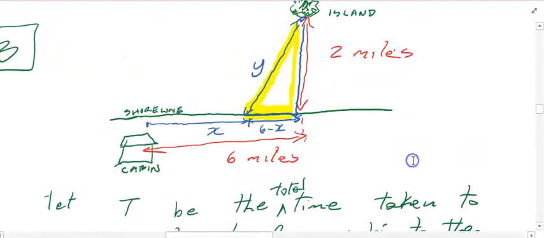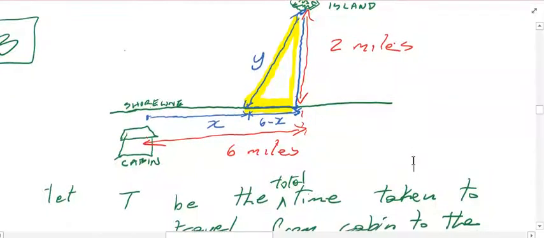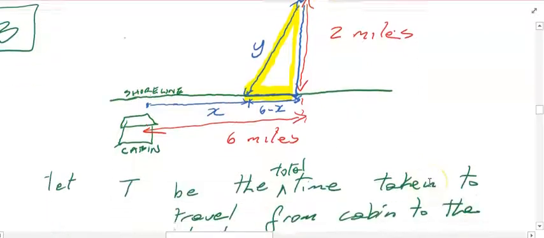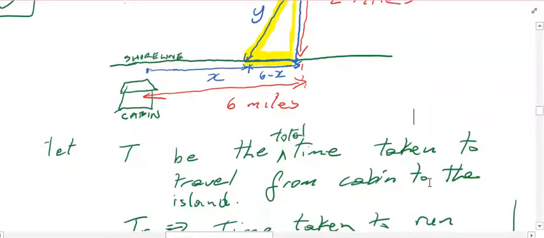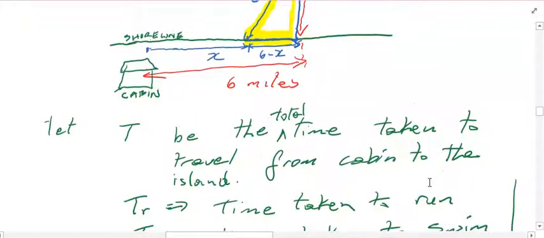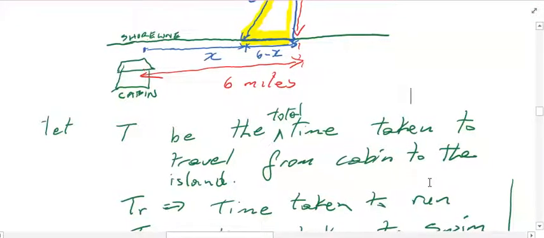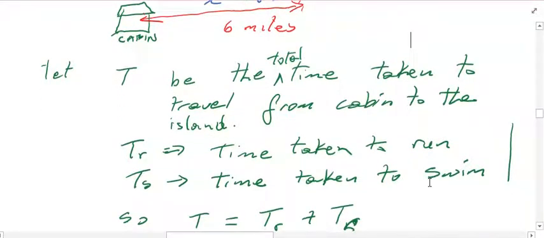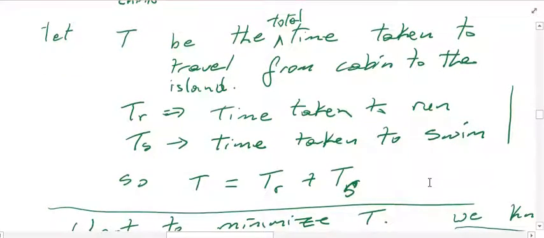Now, we want to find the time, right? Let the time, let's say uppercase T, be the total time taken to travel from the cabin to the island. Then this time will consist of two separate parts: a time taken to run, let's call that T sub r, and a time taken to swim, let's call that T sub s. Now, T, uppercase T, will be equal to T sub r plus T sub s. We want to minimize T.